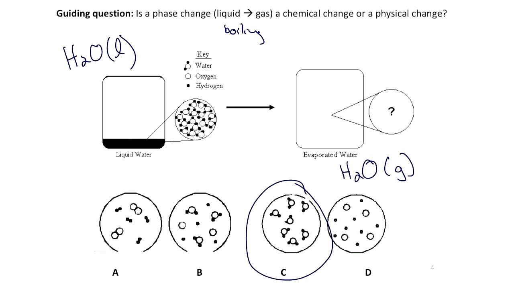And that's what kind of change? Is that physical? No, that's a chemical change. But that's not what's happening here in a phase change. This is a physical change. So all we're doing is changing the distance between particles.